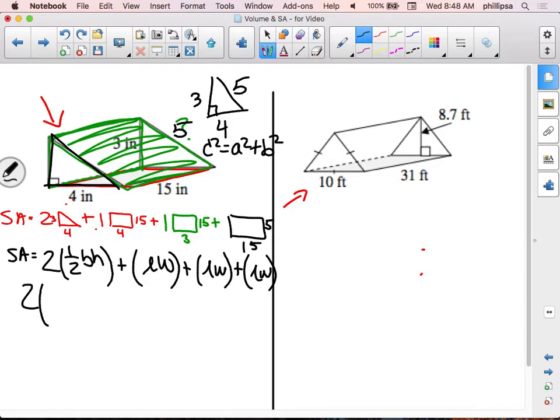Okay, now I'm just going to go ahead and plug in my numbers, right? So the base and the height for your triangle are 3 and 4. Okay, this was a 15 by 4. This is a 15 times 3, and this is a 15 by 5.